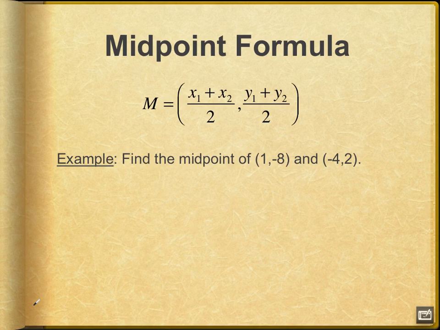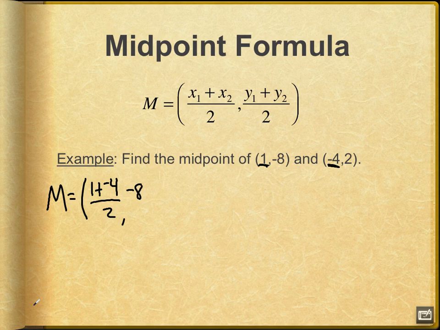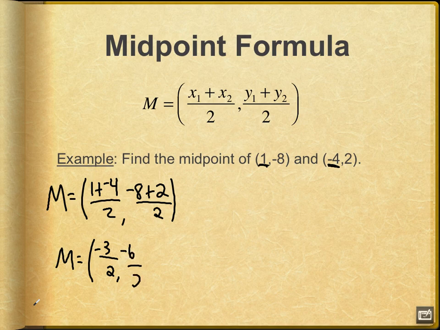It says find the midpoint of (1, -8) and (-4, 2). So midpoint is equal to, add your x's. Remember that x is the first point in the coordinate. So I'm going to do 1 add -4 divided by 2. And then the y's are -8 and 2 divided by 2. So 1 add -4 is -3 over 2. -8 add 2 is -6 divided by 2. So our midpoint ends up being -3 halves, comma, -3.